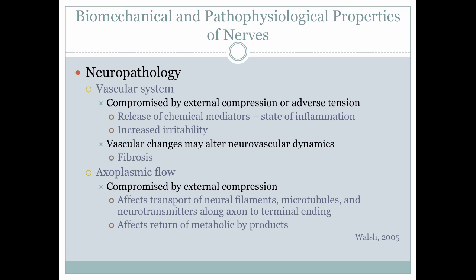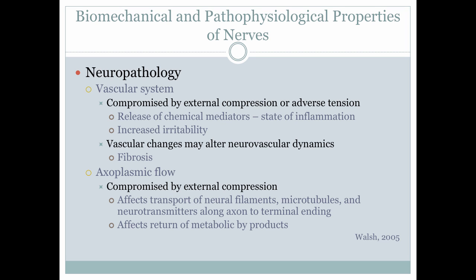So again, the vascular system could be compromised by external compression or adverse tension. If this situation happens, there can be a release of chemical mediators and create a state of inflammation. And just like inflammation can irritate other tissues, it can increase the irritability of that nerve as well. These vascular changes could also alter neurovascular dynamics by creating a fibrotic situation within the nerve or around the nerve. And so now we've affected that nerve's ability to glide within itself, and then also in adjacent structures as well.